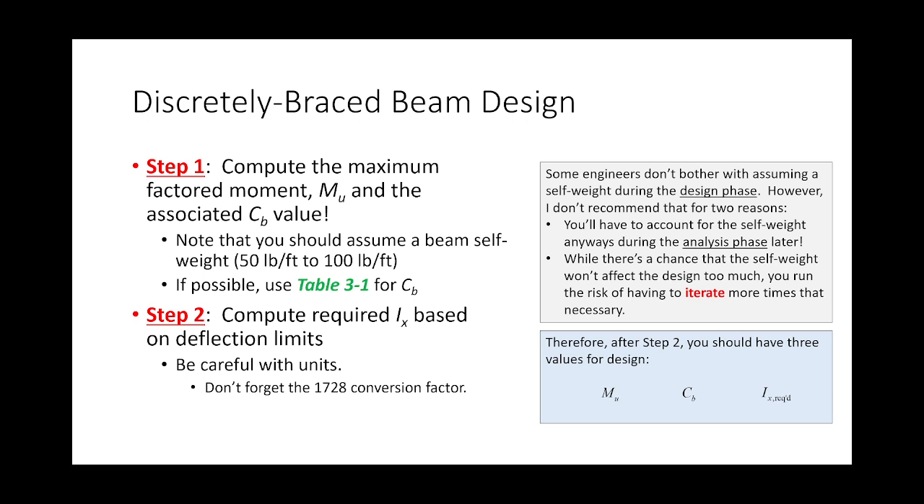Now, that is the exact same as before. So we take our live load deflection limit of L over 360, set it equal to the max span, and solve for IX. After step 2, you should have the following three values: an MU max, a CB, and an IX required. You might also have a maximum shear and whatnot, but this is really what you should be yielding after the second step.